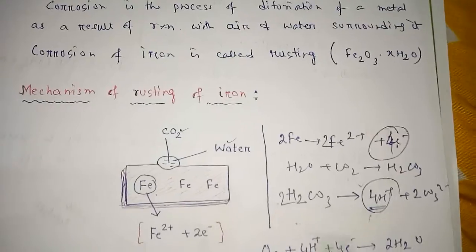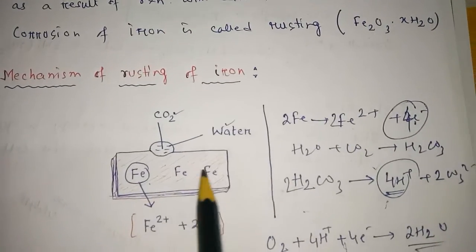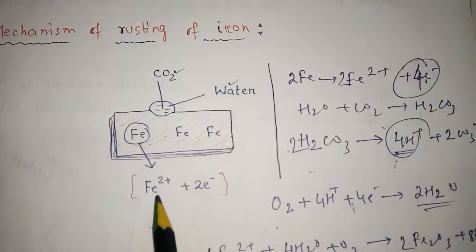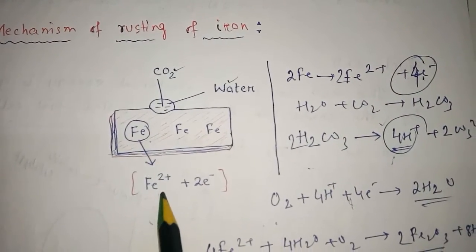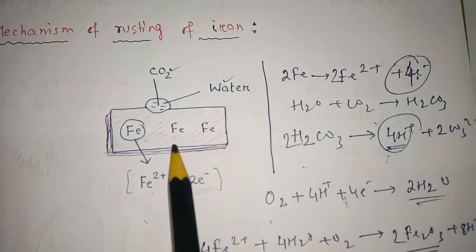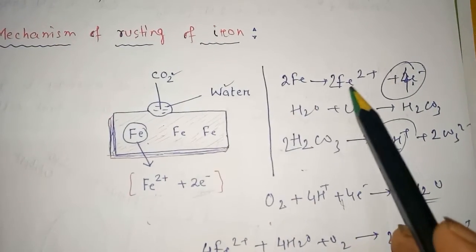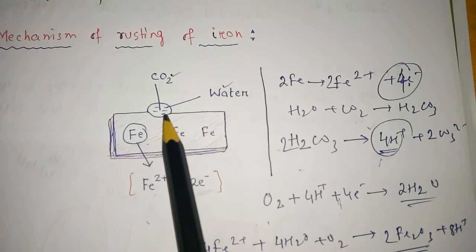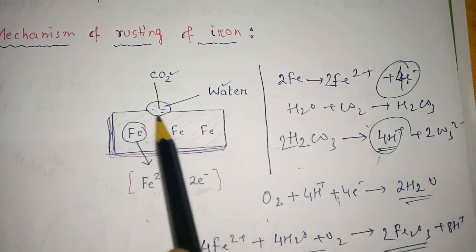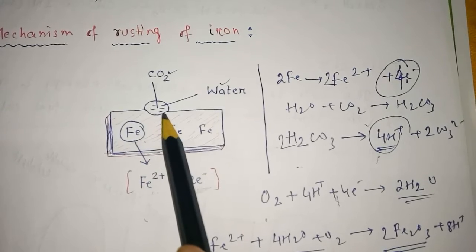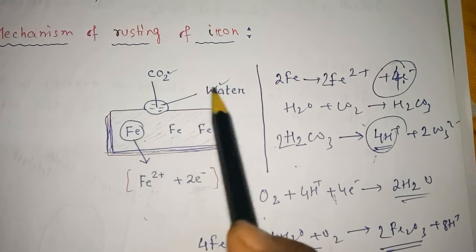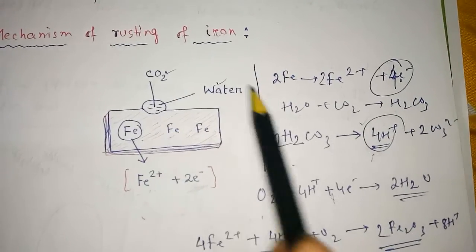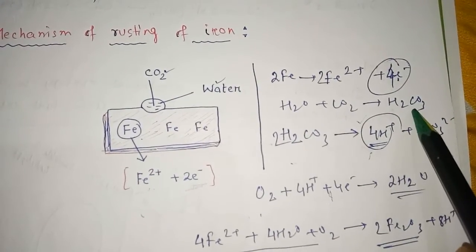Now the mechanism of rusting. This is a piece of iron. Iron acts as the anode. It gives you Fe2+ plus 2 electrons. So if there are 2 iron atoms, there are 2 Fe2+ plus 4 electrons. Now if you keep it outside, some rainwater or moisture may stick to it, and that reacts with carbon dioxide present in the air. Water plus carbon dioxide gives you carbonic acid.